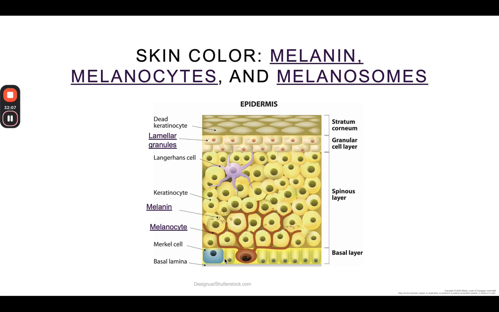Individuals with darker skin and melanin have more activity in their melanocytes. This is an example of an internal factor. An external factor influencing melanin production would be sun exposure. Melanin production is stimulated by sun exposure and protects the cells below by absorbing and blocking UV radiation.